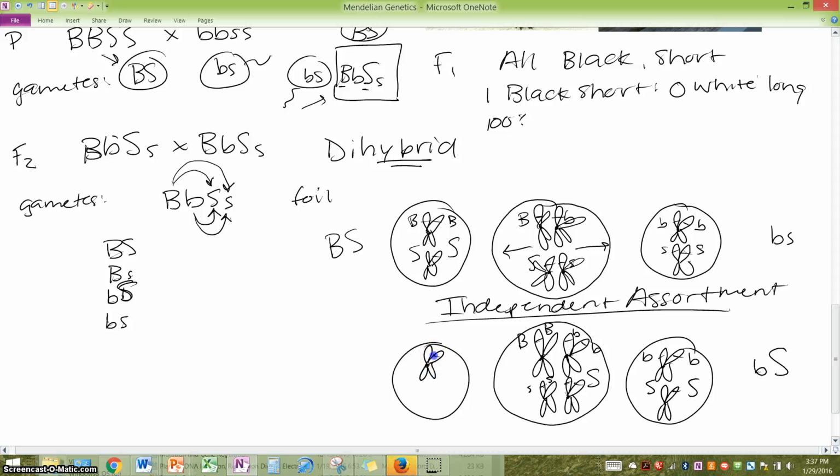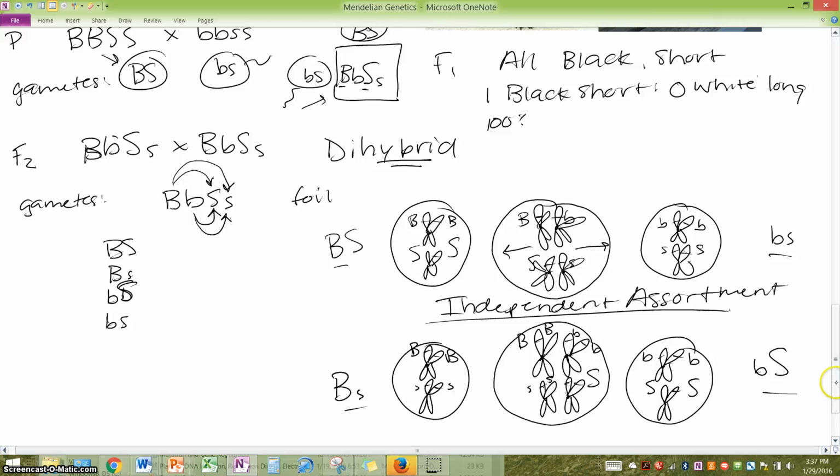Over here, I'm going to have a big B and a little s. So big B, little s. Okay, so here's my one possibility, 2, 3, 4. Okay, all different. Foiling looks a whole lot easier than drawing this out.